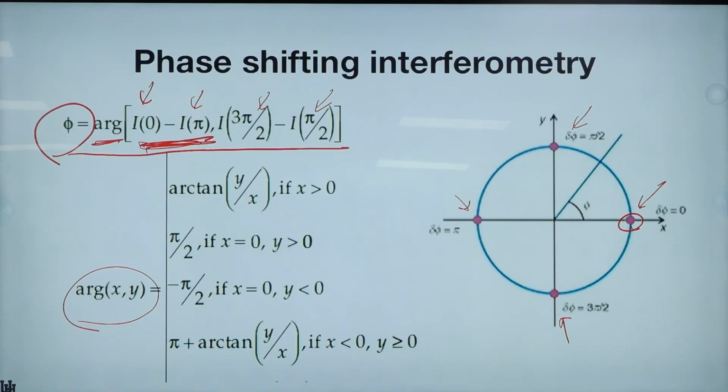But the important thing to notice is that it is now possible to find the phase through calculations. By doing this set of four measurements and doing some calculations, you can figure out the phase profile quantitatively of an object.